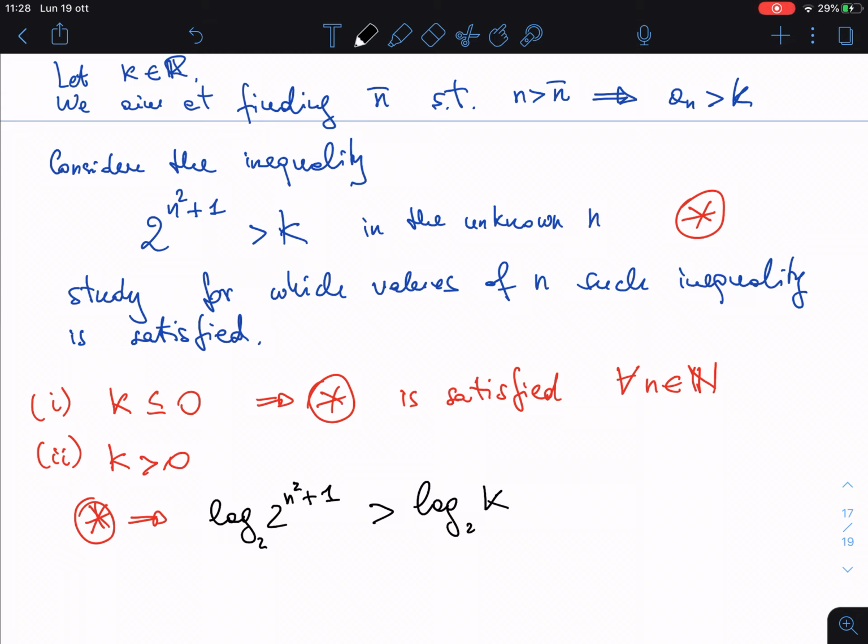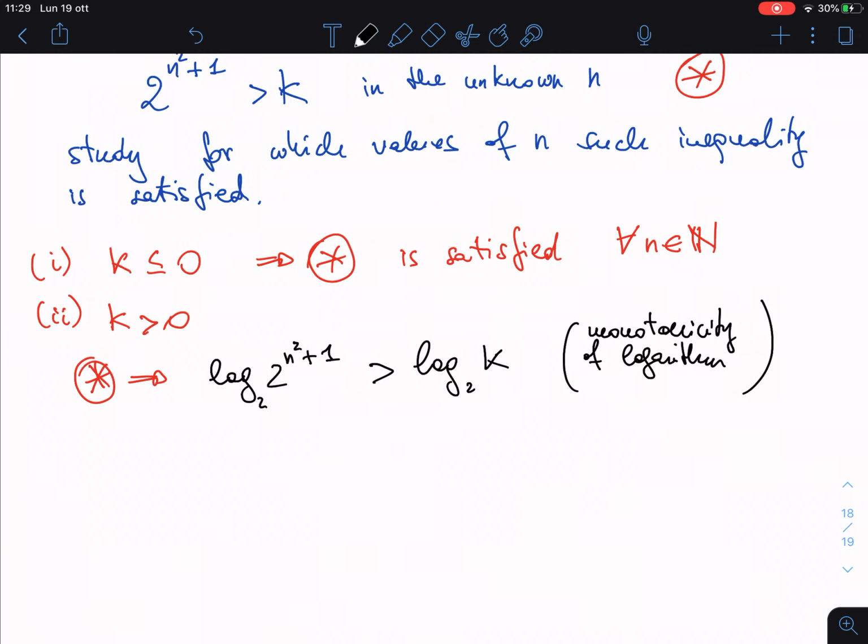Why log in the basis 2? This is by monotonicity of logarithm. We have still to study monotonicity, but the fact is that the logarithm is an increasing function. If you already know monotonicity, understand it, otherwise accept it. Okay? The monotonicity makes it possible for the logarithm to respect the inequalities when you take the logarithm of both members. Now, why logarithm in basis 2? Because if you have logarithm in basis 2, here you simply have n squared plus 1 larger than logarithm in the same basis 2 of k, which means n squared larger than logarithm in basis 2 of k minus 1.